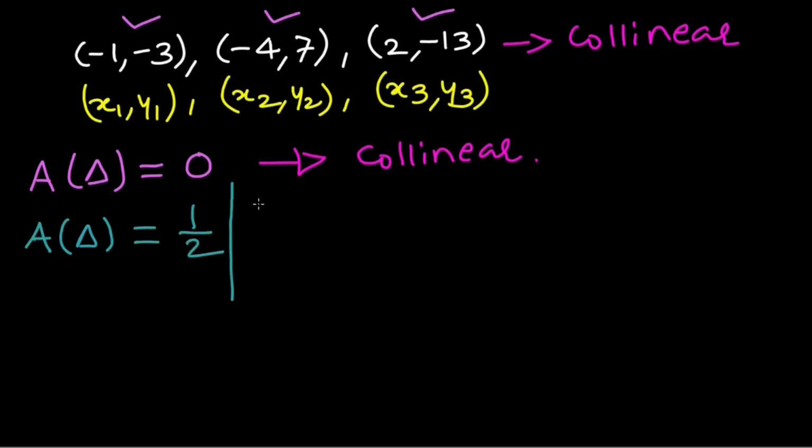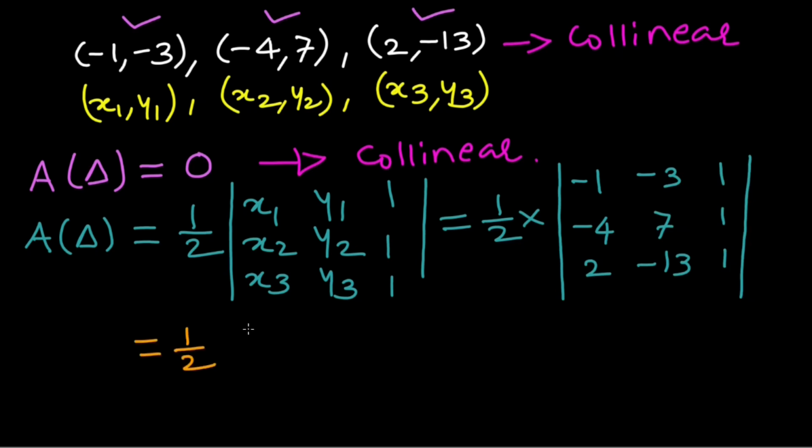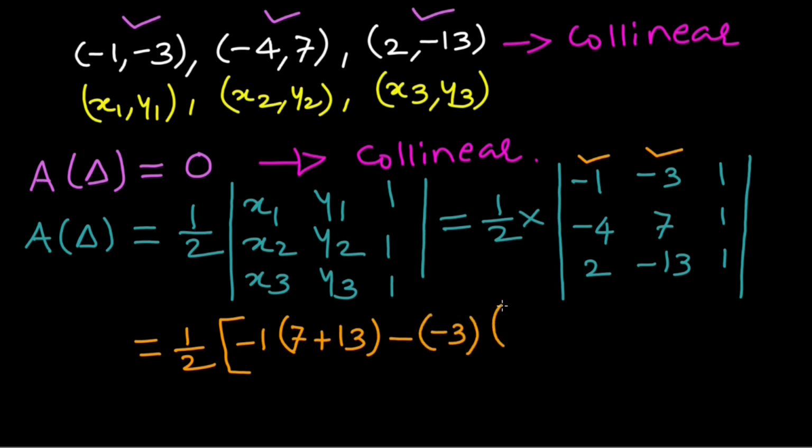So let us first check area of triangle by determinant method. It will be half determinant x1, x2, x3, y1, y2, y3, 1, 1, 1, which will be half multiplied by the determinant with rows -1, -4, 2, then -3, 7, -13, then 1, 1, 1. Let us evaluate. It will be half the first element -1 multiplied by its minor 7 plus 13, then minus sign, then second element -3 multiplied by its minor -4 minus 2, plus the third element 1 multiplied by its minor 52 minus 14.